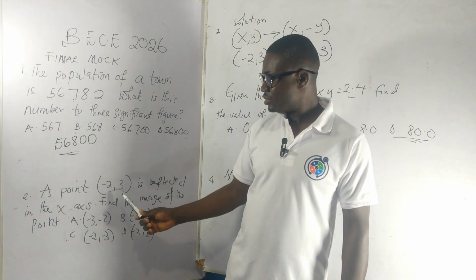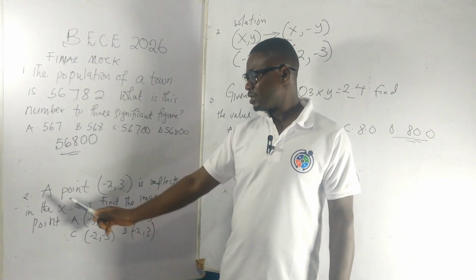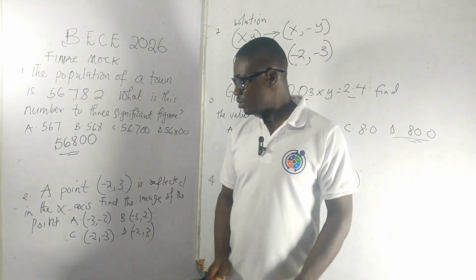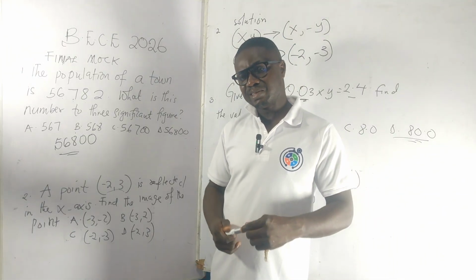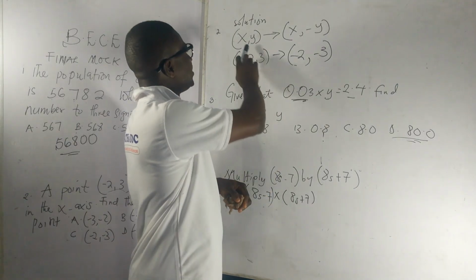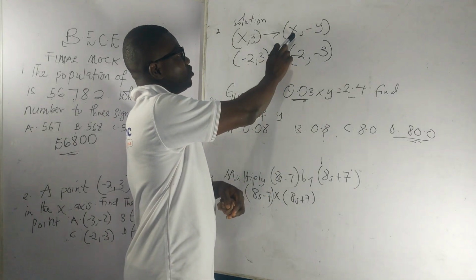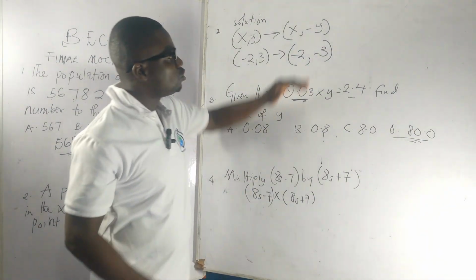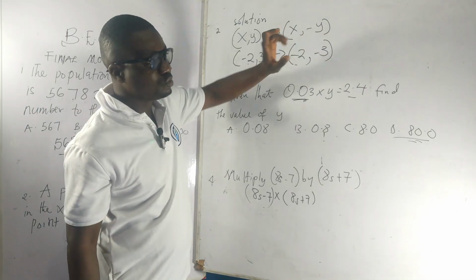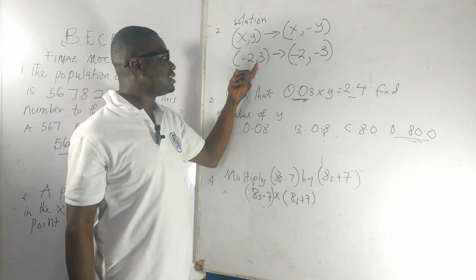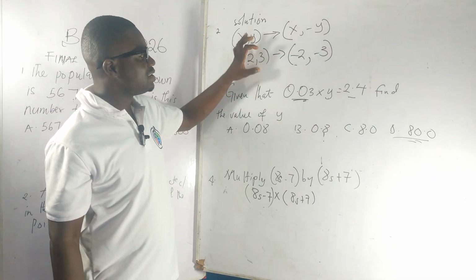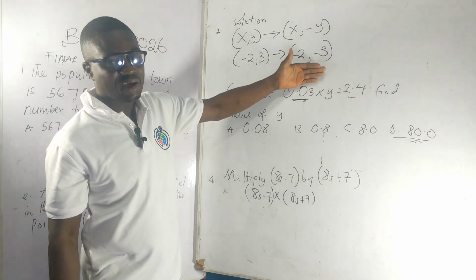A point (-2, 3) is reflected in the x-axis. Find the image of the point. Now you see, reflection on the x-axis has a specific direction. On the x-axis, (x, y) gives you (x, -y). It means that you have to change the value of y to be negative. So as we have (-2, 3), when you reflect it on the x-axis, the 3 changes into negative. That's why I have my answer there.